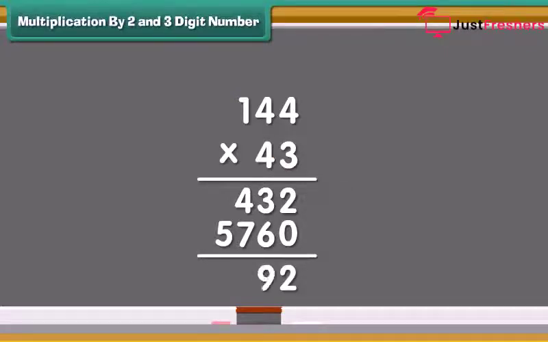Now add the 2 values. We get 6,192. So 144 multiplied by 43 is 6,192.